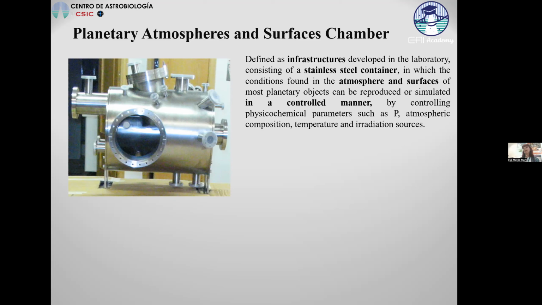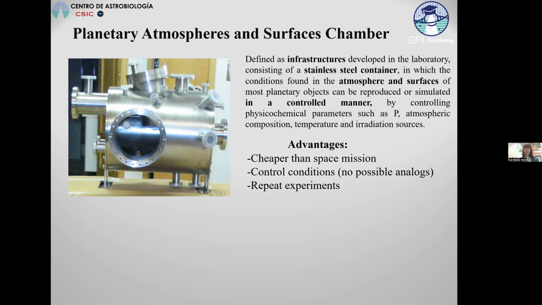It's not a very easy task to build that kind of system, but it has some advantages: it is cheaper than a space mission, it is possible to control the conditions, which was not possible in the terrestrial analogs, and we can repeat the experiment. As it's not an easy task, I'm going to explain a bit the technical requirements of the system in order to carry on the scientific experiments, or scientific projects, that we are running on the chamber.